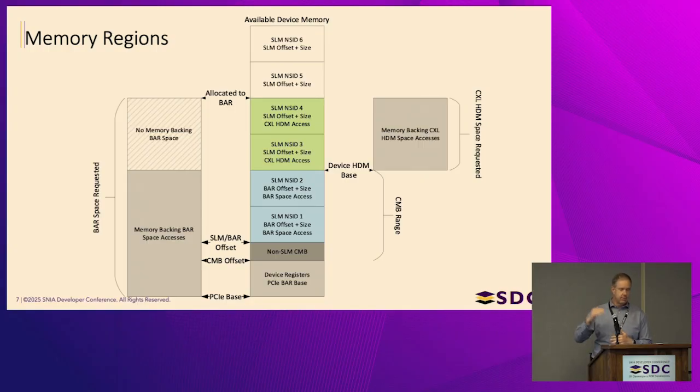So basically, at boot time, we're going to request our bar space all the way from the PCIe base up to the line that says allocated to bar. We make that request for that full amount, even though our preference is that namespace IDs 3 and 4 would be CXL HDM.